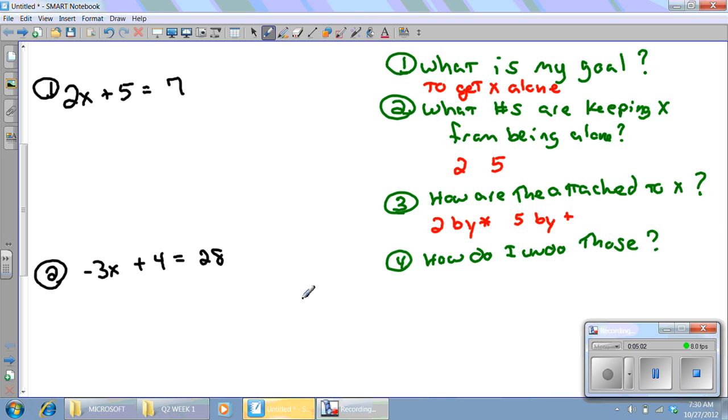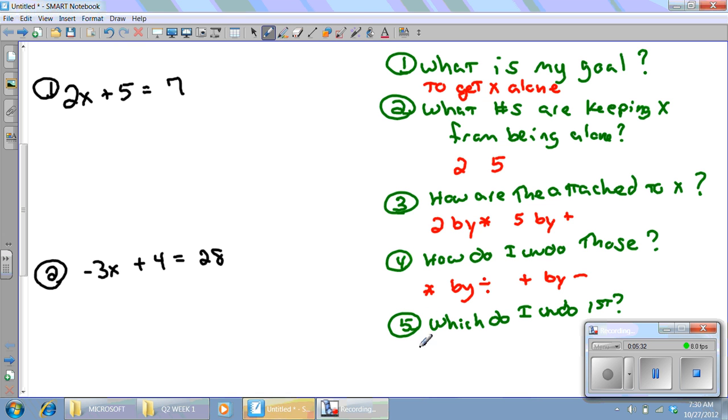Well, to undo multiplication, I'm going to divide. I'm going to use the inverse operation. To undo addition, I'm going to undo it with subtraction. Okay, now the last question I ask myself is, which do I undo first? And that's an easy one. I listen to Saddam. Saddam tells me to undo subtraction and addition before I undo division and multiplication.